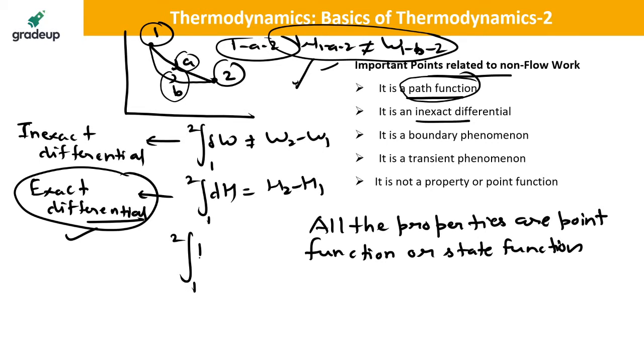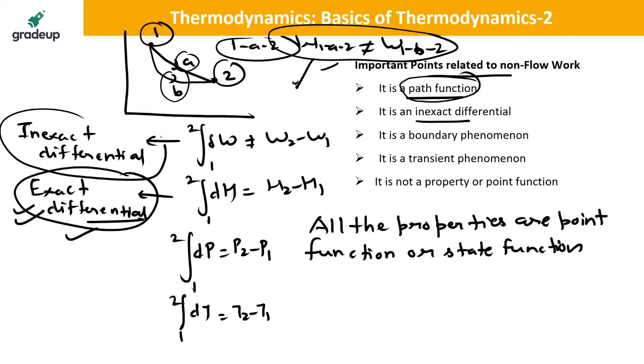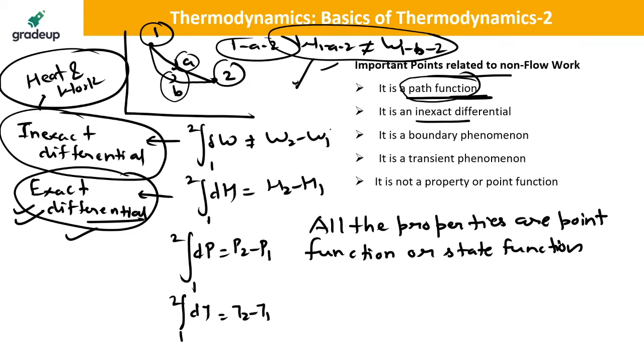All the properties like pressure and temperature come under state function or point function, and they also come under exact differential. While heat and work are both called inexact differential and path function. Path function means that their value depends on the path. It does not depend on the initial and final points. If it depended on the points, then definitely W12 would be equal to W2 minus W1. But it is not equal because it does not depend on the points. It depends on the path.